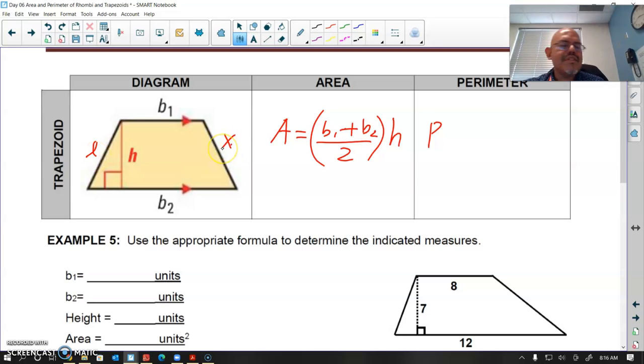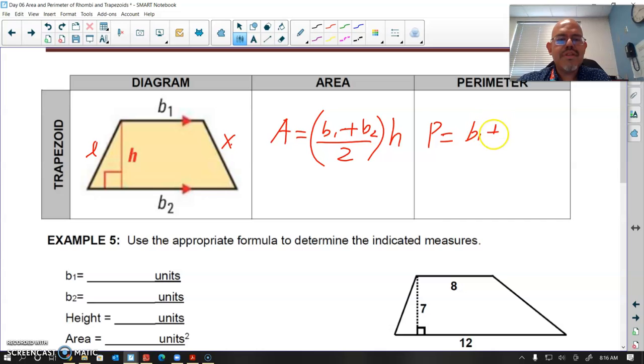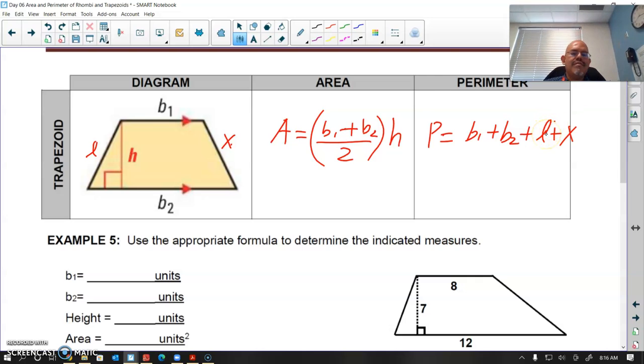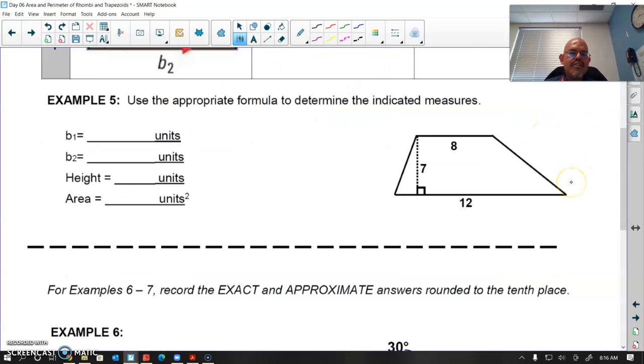Let's call that L and x, because sometimes it can be different. So the perimeter is going to be base 1 plus base 2 plus L plus whatever x is. So that's what we have right there. Here we don't have enough information to find L and x, but we don't need the perimeter on this one. They only want the area.